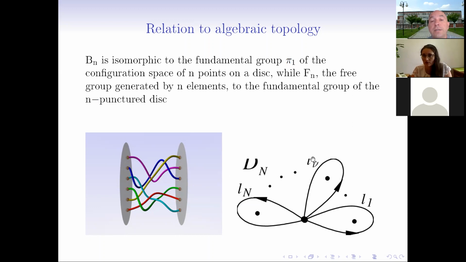And for the free group, we take the disk with n points extracted and consider the fundamental group of this. And this will be generated by cycles. You see, every cycle wraps one of the points, and there are n cycles. And the relations in the fundamental group between these cycles are free. There are no relations, except that it's a group.